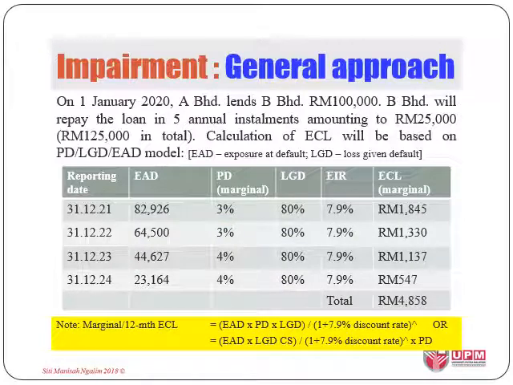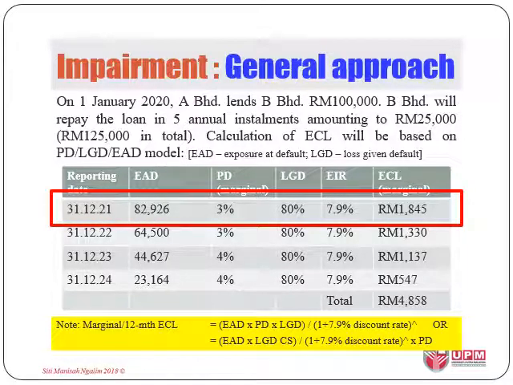At the end of the first year, 31st December 2020, we assess the credit risk. Is there a significant change in the risk? If none, we simply calculate the 12-month ECL. If yes, we need to calculate the lifetime ECL. So as at 31st December 2020, the 12 months ECL will be approximately 1,845 to the nearest ringgit, and the lifetime ECL will be approximately 4,858 to the nearest ringgit.